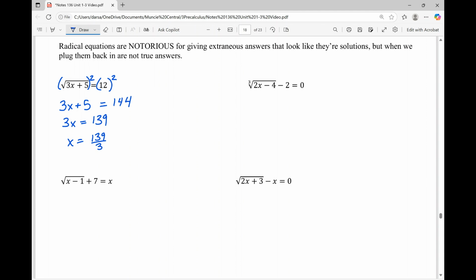which does not simplify. Now, if I plug 139 thirds back in here, trust me, I have done this problem many times before, and it does actually work. So we've checked our answer. Let's look at this next one.